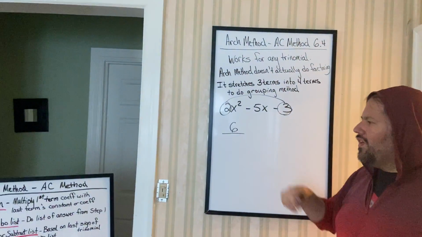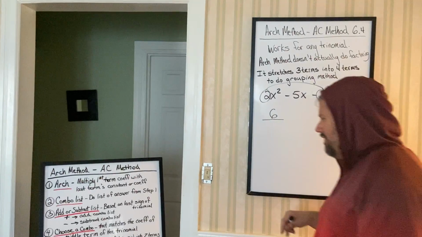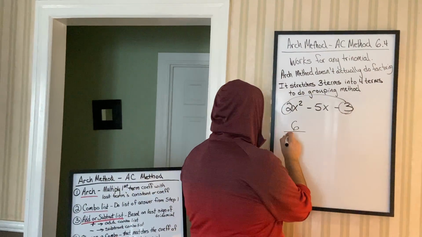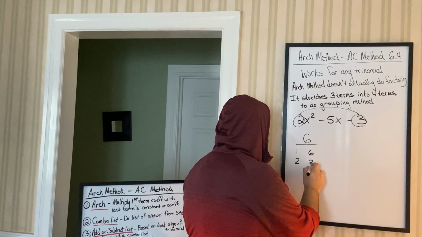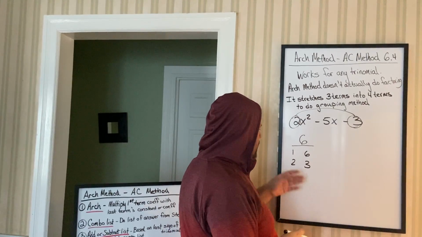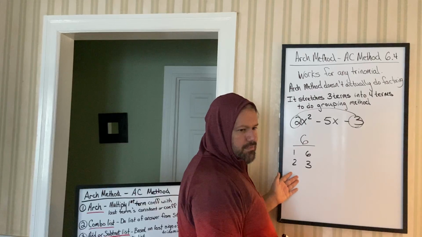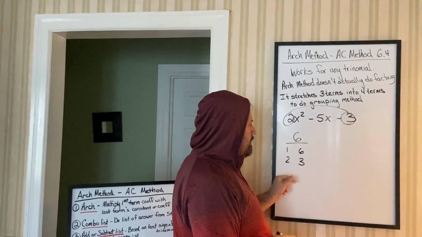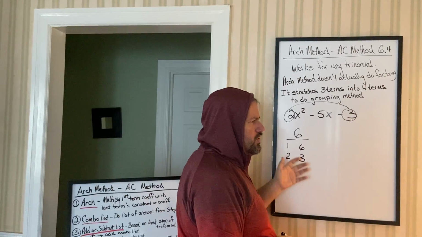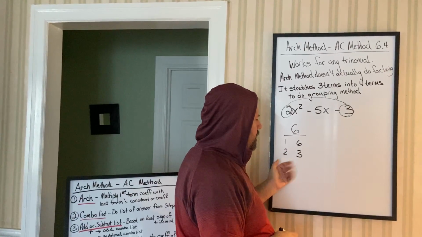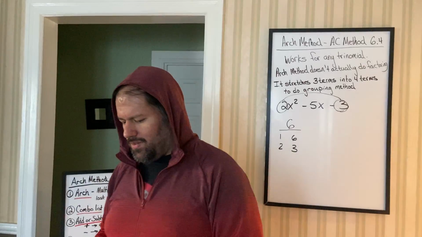Step 2 is just do all the combos of 6. Right? So if I do the combos of 6, you know 1 times 6 will give you 6, and we know that 2 times 3 gives you 6. These are the only combos, because 3 would be a repeat. Kind of just like a little bit of that shortcut method where I did combos. So I'm done with step 2.